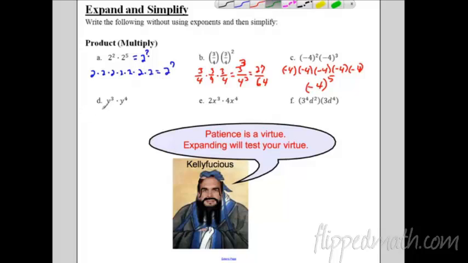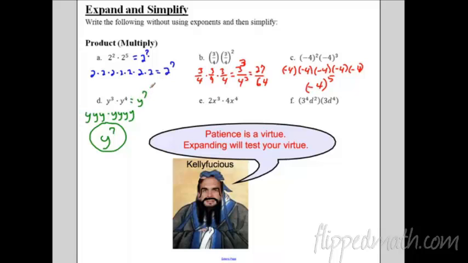Here we go. y cubed is just y y y. y to the 4th is y y y y. You maybe think, why are we doing this? It's going to be important, though. How many y's do I have here? 1, 2, 3. 1, 2, 3, 4. I have 7 y's. So that is the final answer we want to see. Pretty cool. y to the 3rd times y to the 4th is y to the 7th.